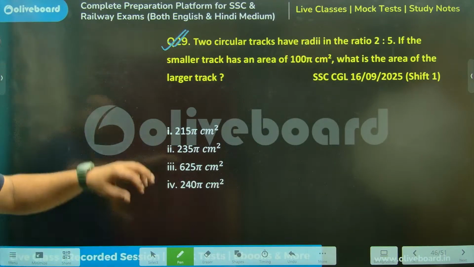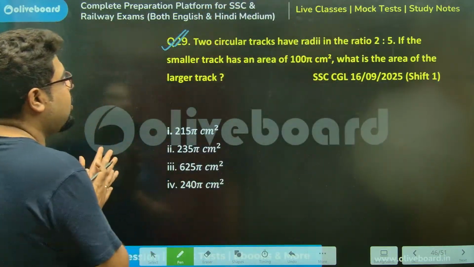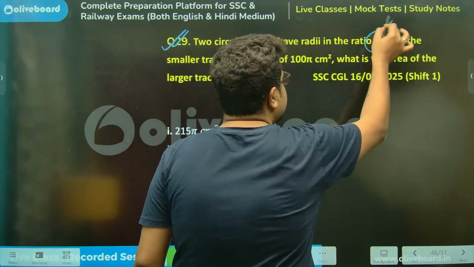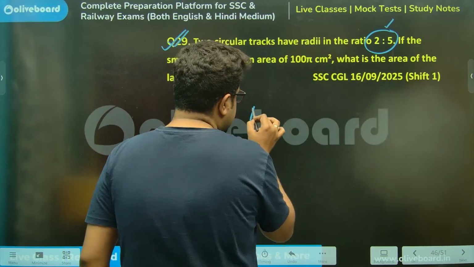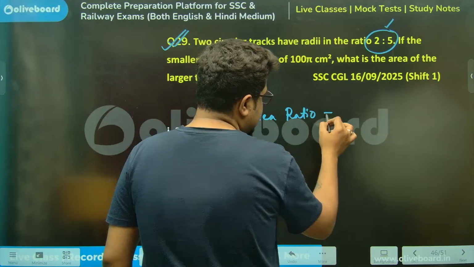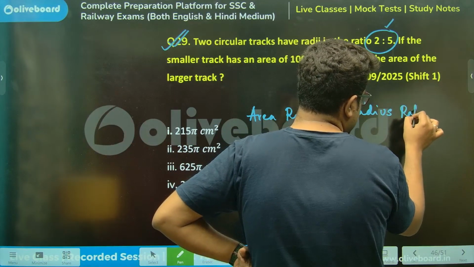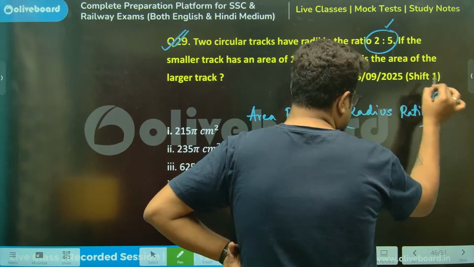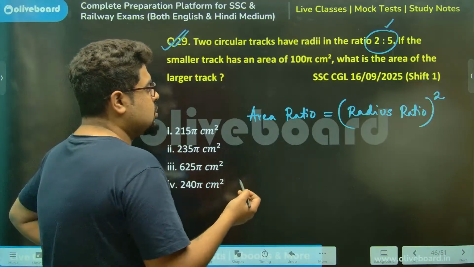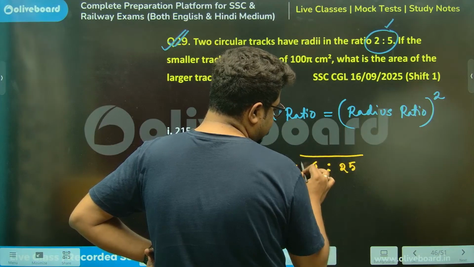Two circular tracks have radius in this ratio. If the smaller track has the area given, whatever is the ratio of the radius, the area ratio will be the square of that, because pi is a constant and will not affect the ratio. So the radius ratio is 2:5, and the square of that will be 4:25.